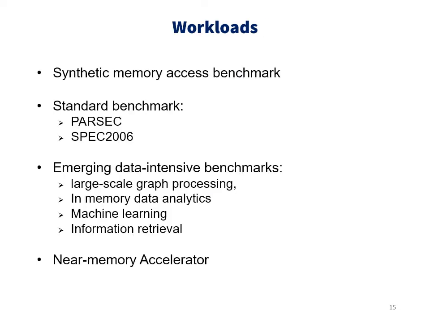In the experiments, to perform a comprehensive evaluation, we select a broad set of benchmarks, including a synthetic memory access benchmark, standard benchmarks, as well as representative emerging data-intensive benchmarks in 3 important domains, which cover large-scale graph processing, in-memory data analytics, machine learning, and information retrieval. In addition to evaluating the CPU, we also evaluate the performance gain of offloading data-intensive workloads to hardware accelerators, which becomes increasingly important in data centers and HPC. Due to the limit of time, here we only discuss the results for the standard benchmarks and the representative emerging data-intensive benchmarks.